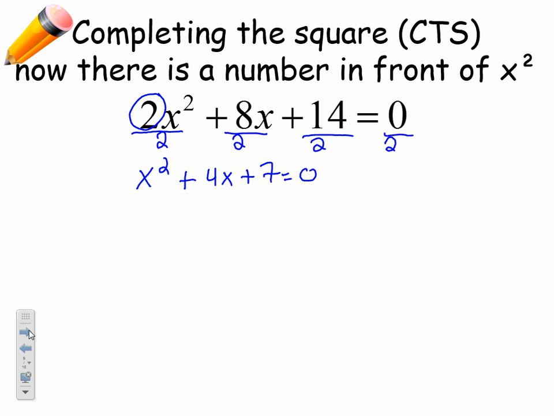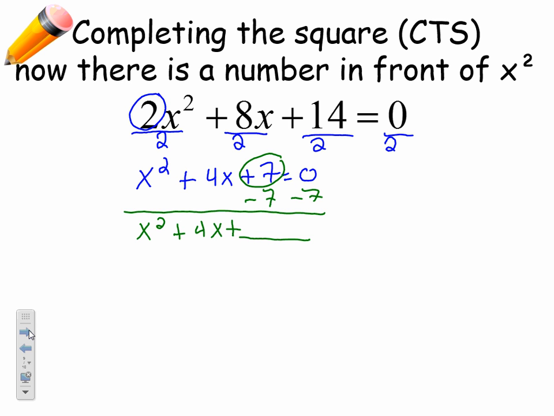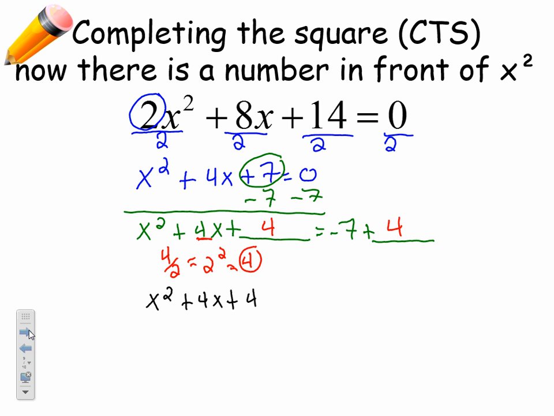Now from here, we're just going to solve it like we did before. We're going to move our c to the other side, so minus 7. x squared plus 4x plus, or completing the square that we had to figure out, equals negative 7 plus that same thing. So here we're going to take our 4, divide by 2, which equals 2. 2 squared is 4. So 4 is what's going to complete our square. Rewrite this. So we're going to get x squared plus 4x plus 4 equals negative 3.